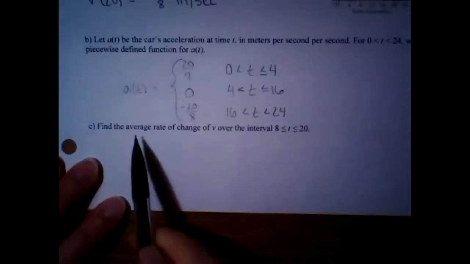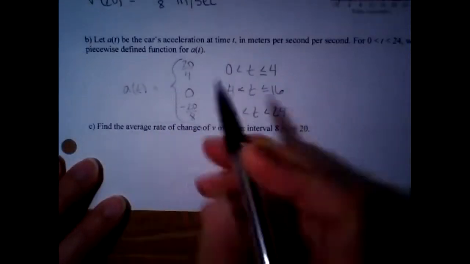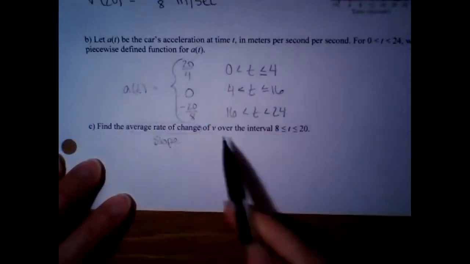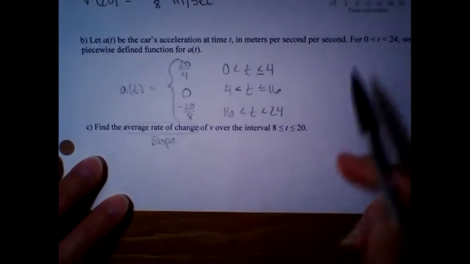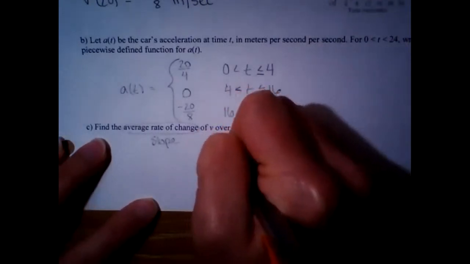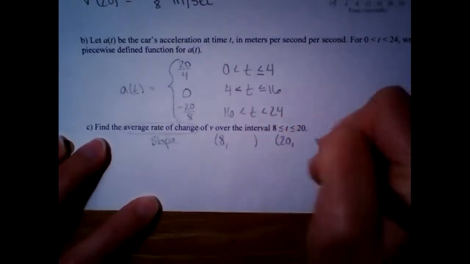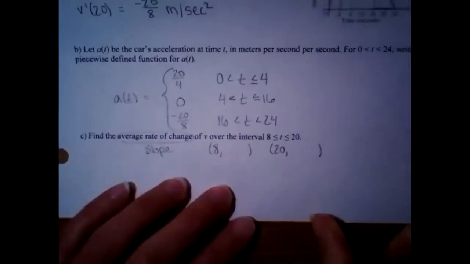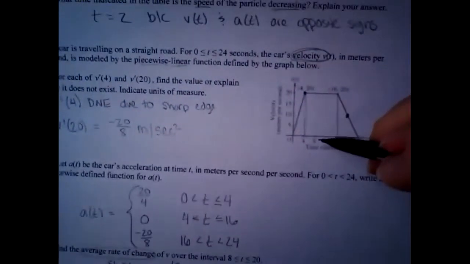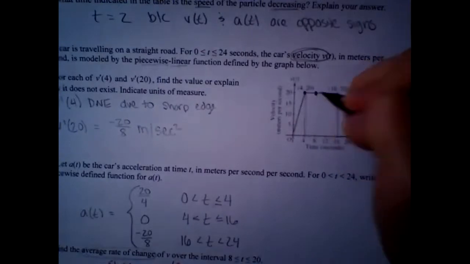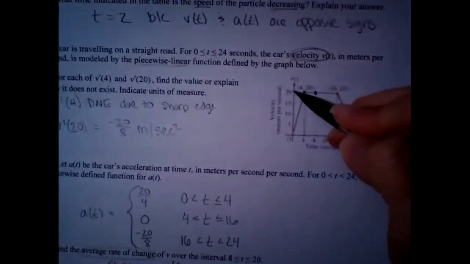All right, and then last one, find the average rate of change. That just means slope. This is back from unit 2, average rate of change of velocity, which is the graph we've got here, on the interval 8 to 20. So we want a point for 8 and a point for 20, and we're just going to do the slope. So let me get those points from the graph. All right, so here's 8. That point on the graph is at 20. So we'll have 8, 20.